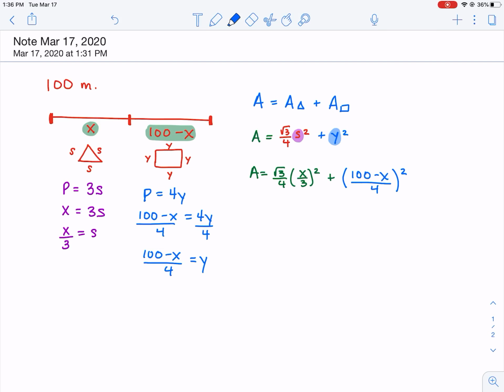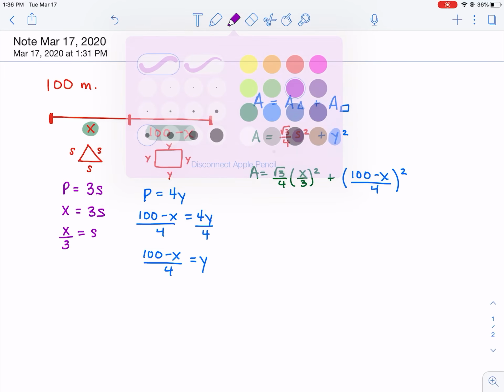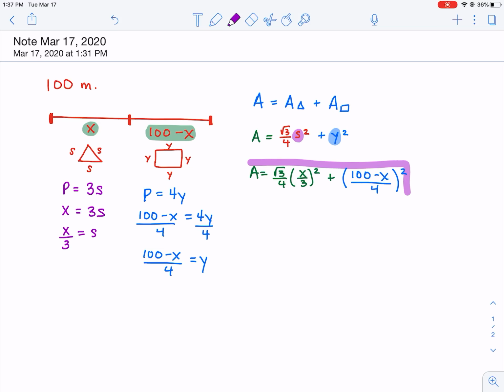Notice now that your area function is all expressed in terms of x. Everything here has x's on it. There is nothing else there, except for x's in that expression. We are then able to simplify so that we can take a derivative.